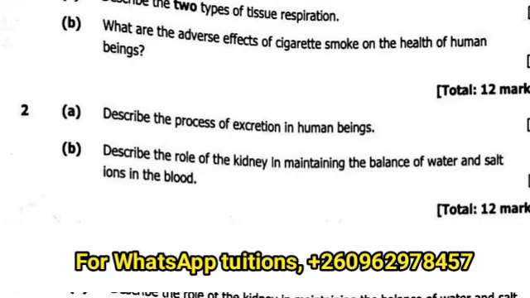The role of the kidney, actually, the kidney does the following. It does osmoregulation, it does salt balance, it does blood pressure regulation, and it does pH balance. It also does excretion of metabolic waste.